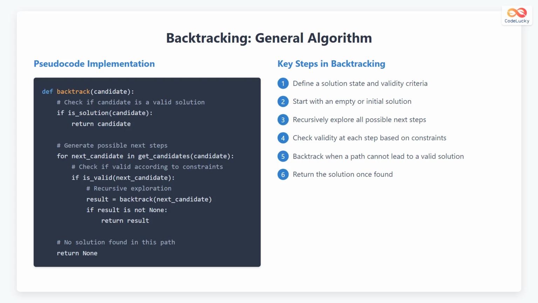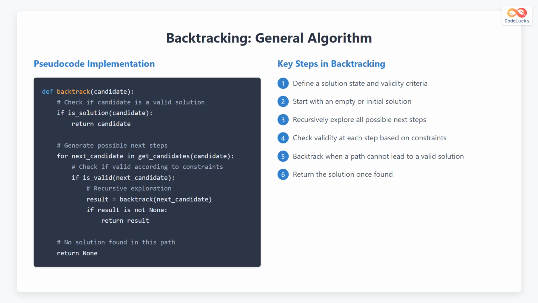Let's consider the general algorithm for backtracking. This is a pseudocode implementation, representing the core logic. The function backtrack takes a candidate solution as input. First, we check if the current candidate is a valid solution. If it is, then we simply return the candidate. If the current candidate is not a valid solution, then we generate possible next steps using the function get_candidates. For each next_candidate, we check if it is valid according to the problem's constraints.